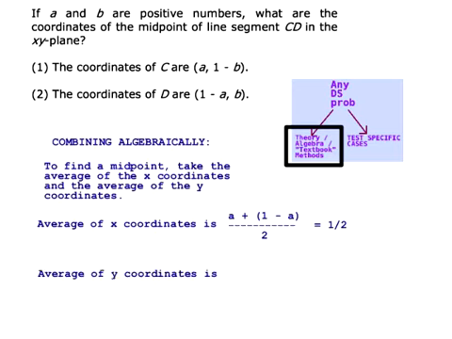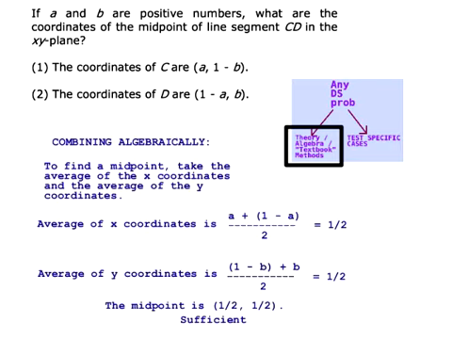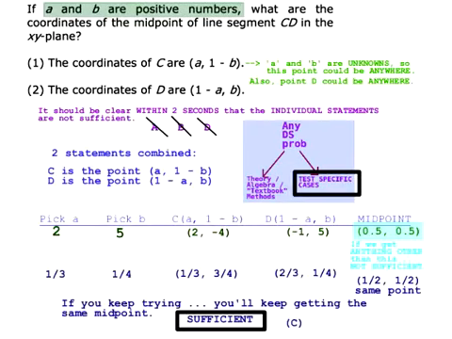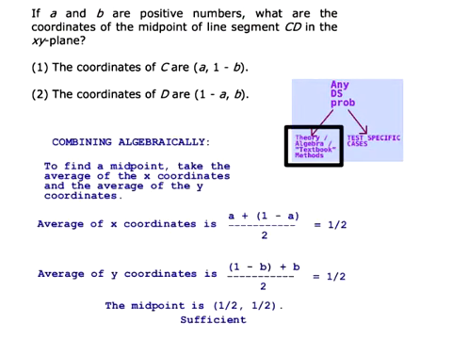And then the average of the y coordinates is going to be very similar, right? It's going to be 1 minus B, and then you add back B. That's going to cancel as well. So that's going to give you 1/2. So look at that. The midpoint is 1/2, 1/2. So that's sufficient. So you've got an algebraic approach. You've also got a testing cases approach. These are both absolutely legitimate approaches, and they both work.